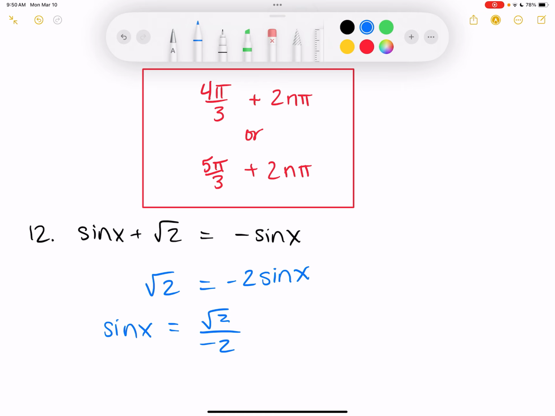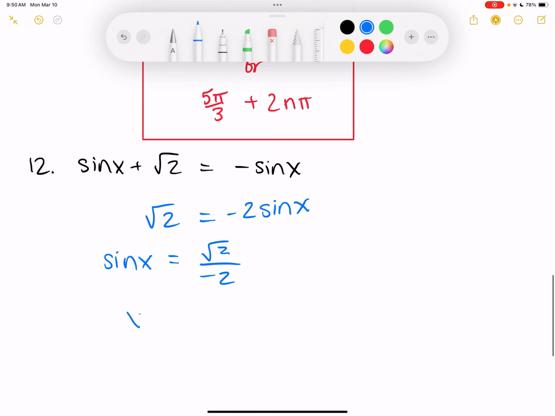So now I'm taking the inverse sine of root 2 over negative 2, or negative root 2 over 2. It doesn't matter where the negative goes. So where on my unit circle is sine negative root 2 over 2?